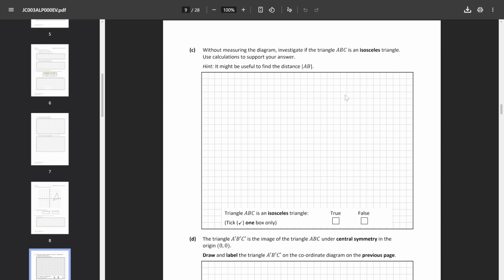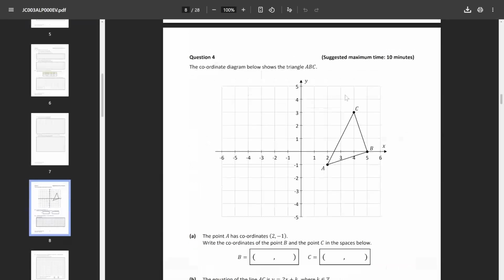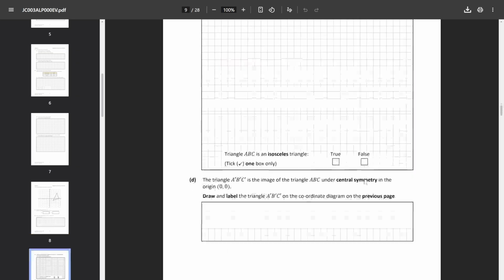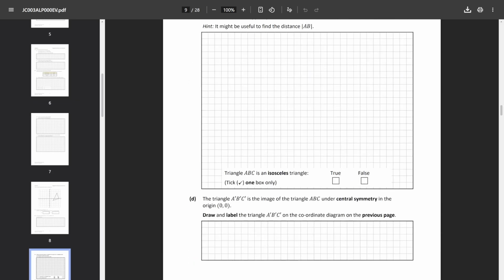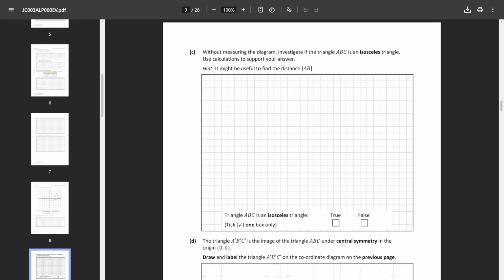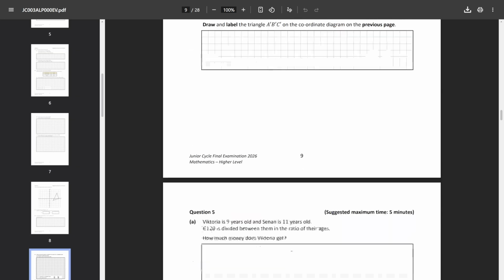Then investigating an isosceles triangle, or if this is isosceles. Effectively just investigating a couple of different side lengths. And then we have some transformation geometry, which I know a lot of students love because it's pretty nice, it's pretty visual. And there's a lot of different methods for going with transformation geometry. So definitely a nice question there, albeit this part C was a bit strange.